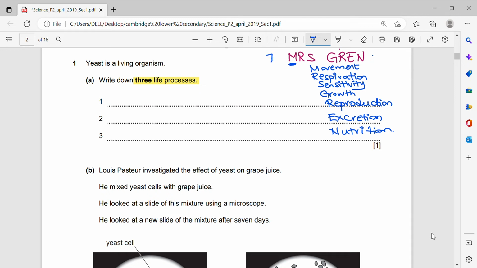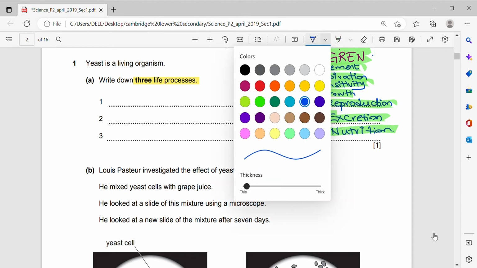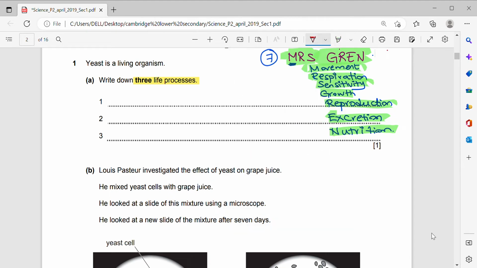يبقى عندي 7 life processes اختصرناهم in Mrs. Gren. Movement, respiration, sensitivity, growth, reproduction, excretion and nutrition. يبقى السؤال ده مضمون. أول ما يقول لي life process نفتكر Mrs. Gren، وهنا قال لي عايز 3 life processes بس. ممكن هنا نكتب movement، ممكن نكتب respiration، ونكتب growth. أي 3 من ال7 processes.